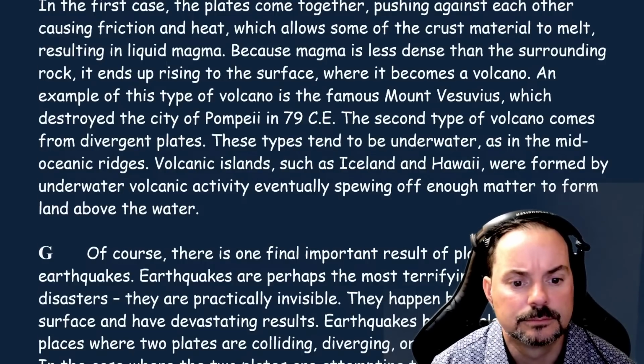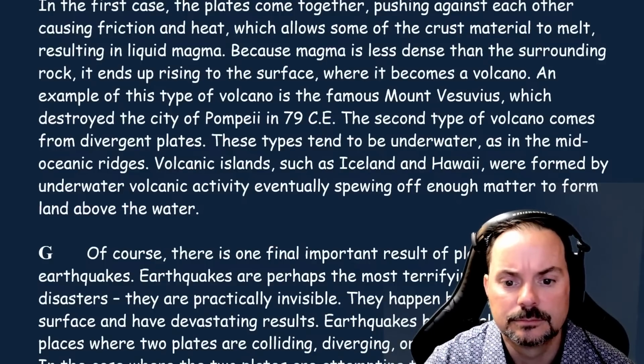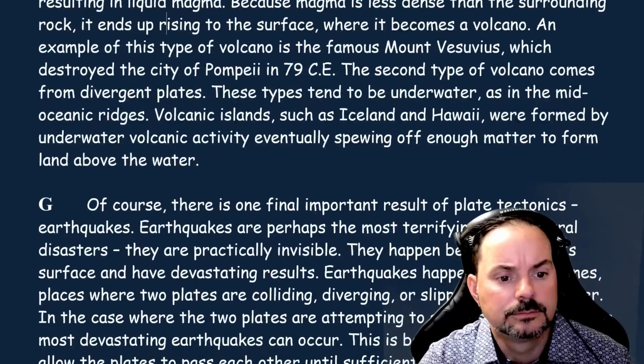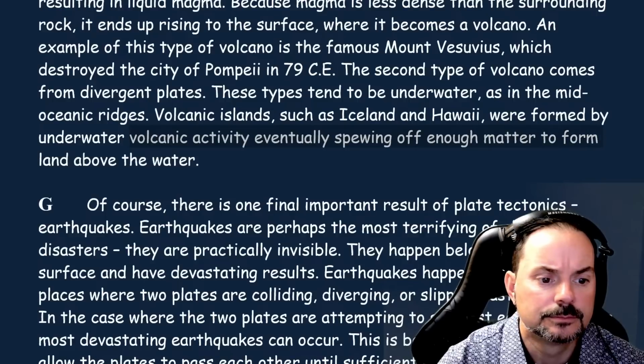These types tend to be underwater, as in the mid-oceanic ridges. Volcanic islands such as Iceland and Hawaii were formed by underwater volcanic activity, eventually spewing off enough matter to form land above the water.